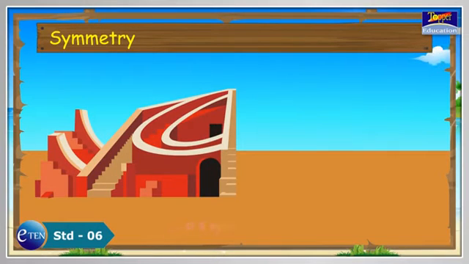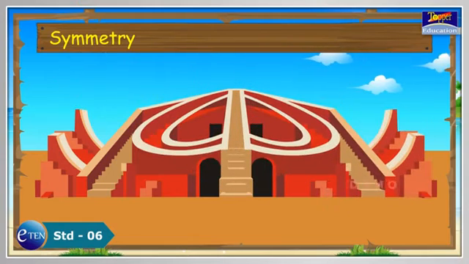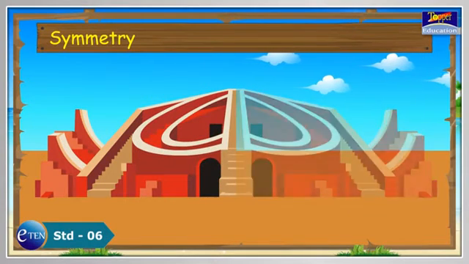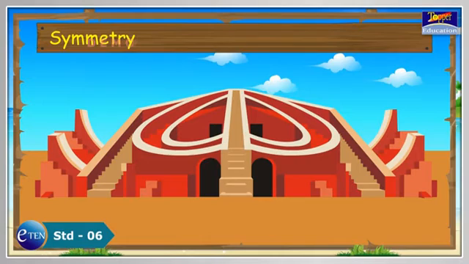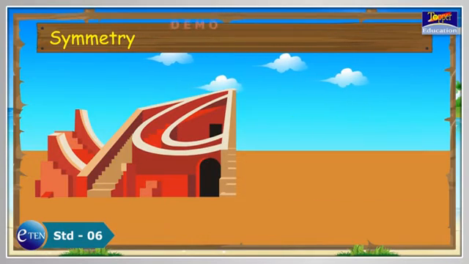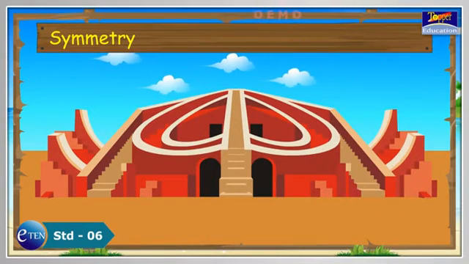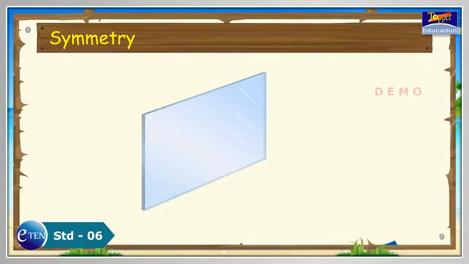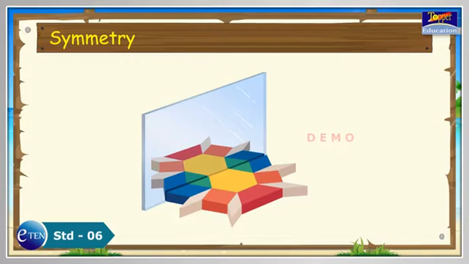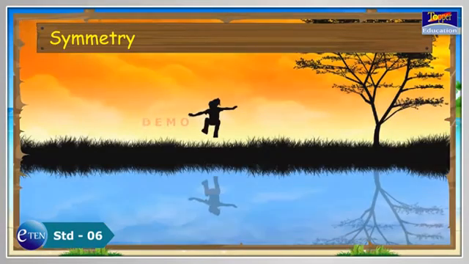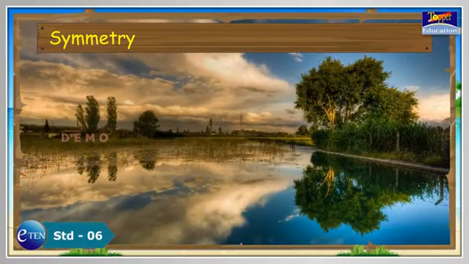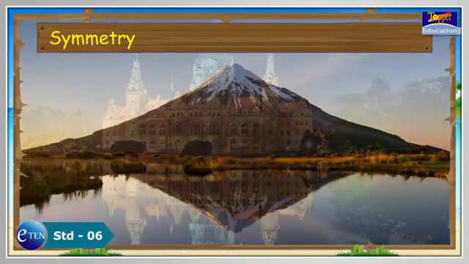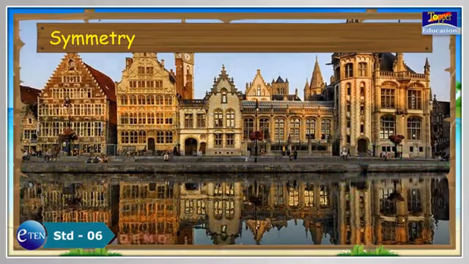Symmetry is when one shape becomes exactly like another if you flip, slide, or turn it. The simplest type of symmetry is reflection or mirror symmetry. In nature, you will find beautiful reflection in water of different landscapes.